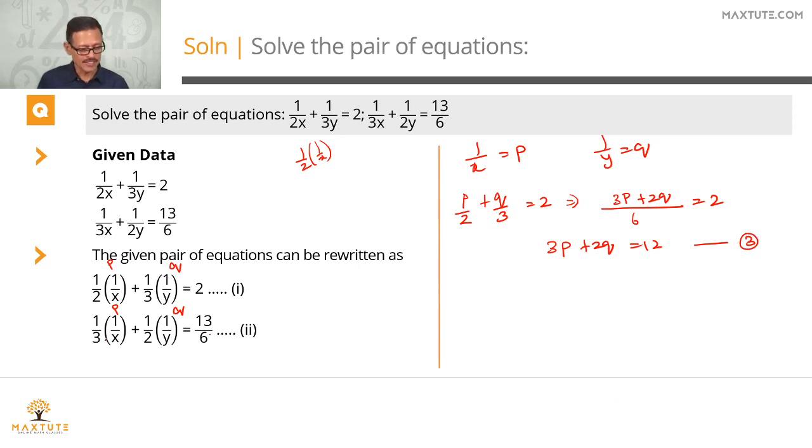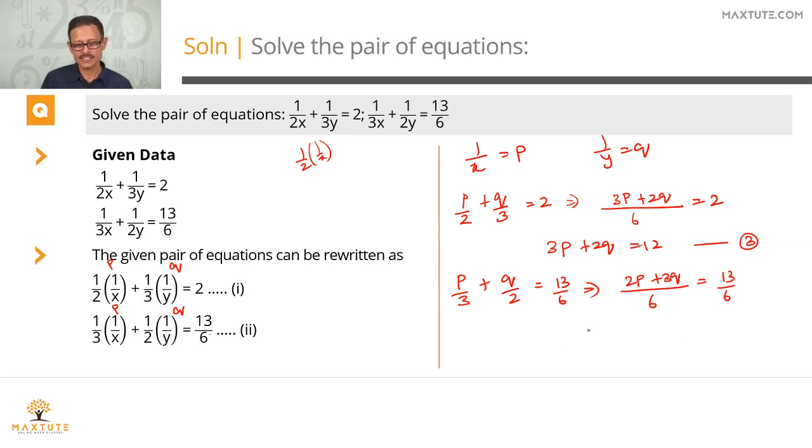I'm going to run through the same exercise here. This is going to be 1 by 3p, which is going to be p by 3. 1 by 2q, which is going to be q by 2. This is equal to 13 by 6. Again, let's take the common denominator for the left hand side, which is the LCM of 3 and 2, which is 6. So we'll get 2p plus 3q. This is equal to 13 upon 6. Cross multiply this.